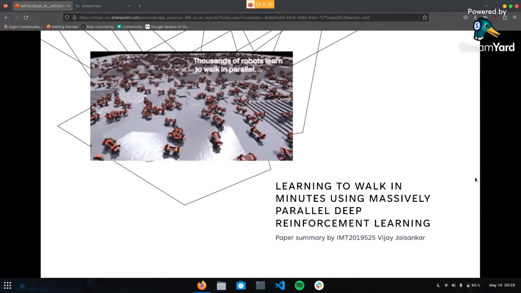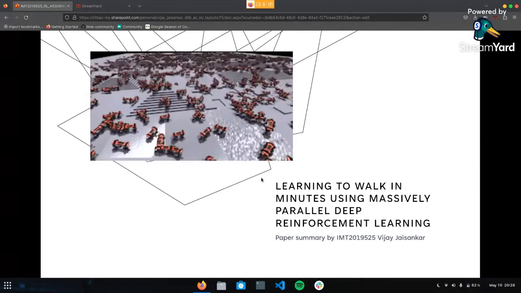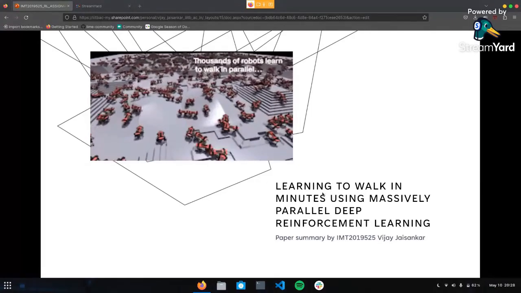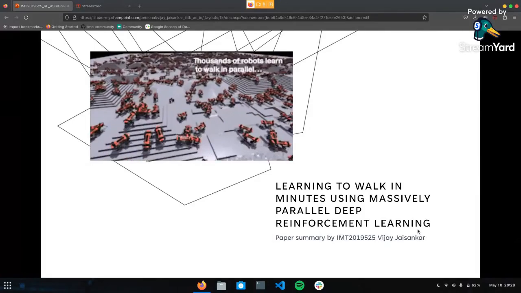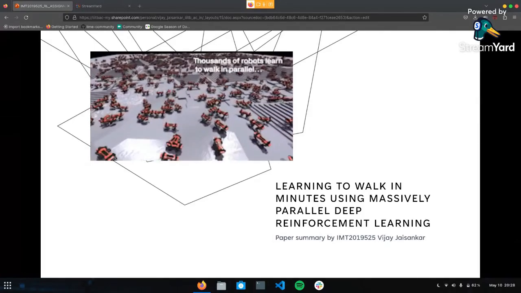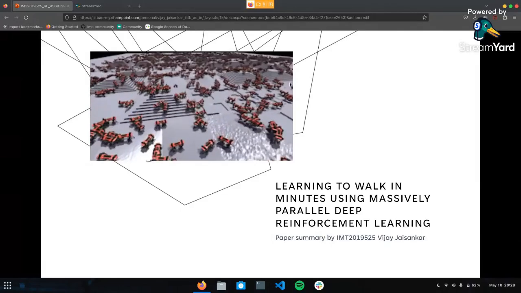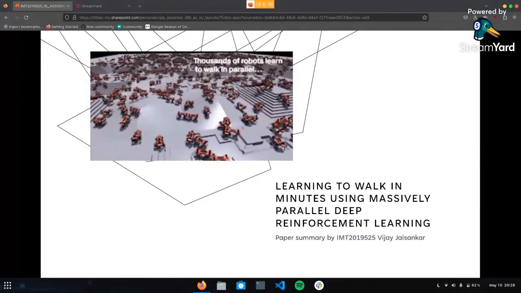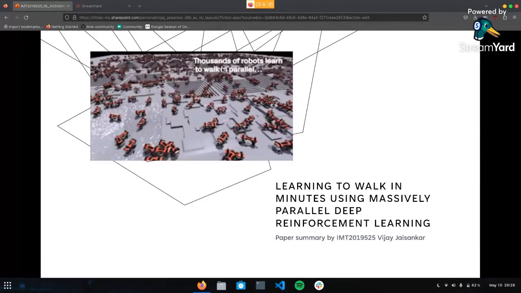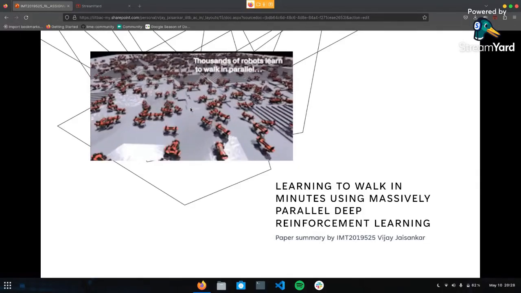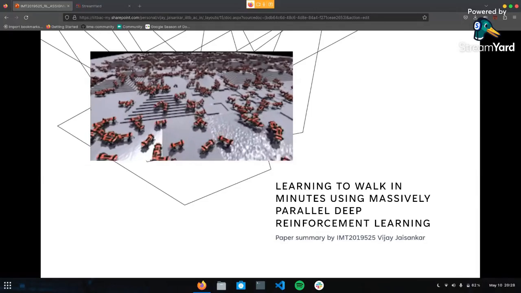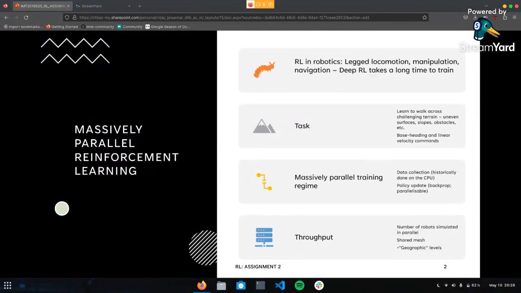So in this presentation, we are going to be looking at the key ideas behind this paper, which is titled Learning to Walk in Minutes Using Massively Parallel Deep RL. And this is by Nikita Rudin, David Hoeller, Philipp Reist, and Marco Hutter. As you can see in this GIF here, which is a screen grab from their video, we can see multiple robots, or in this case, thousands of robots learning to walk in parallel in a shared environment. So let's see some of the dynamics behind how they were trained and some of the results as well.